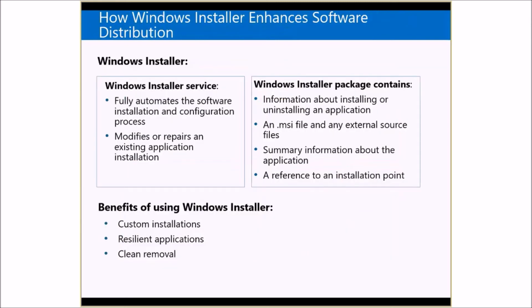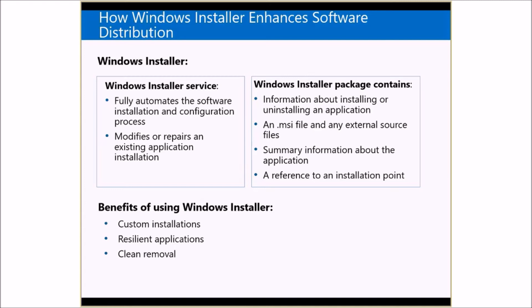So, how Windows Installer enhances software distribution. We talked about how in order to deploy the software, it has to be an MSI. What does that mean? That means that if you have an exe file, like setup.exe for a particular software, you can't use it. But you can actually turn this exe file into an MSI file by downloading a tool, and you can build an MSI package from it.